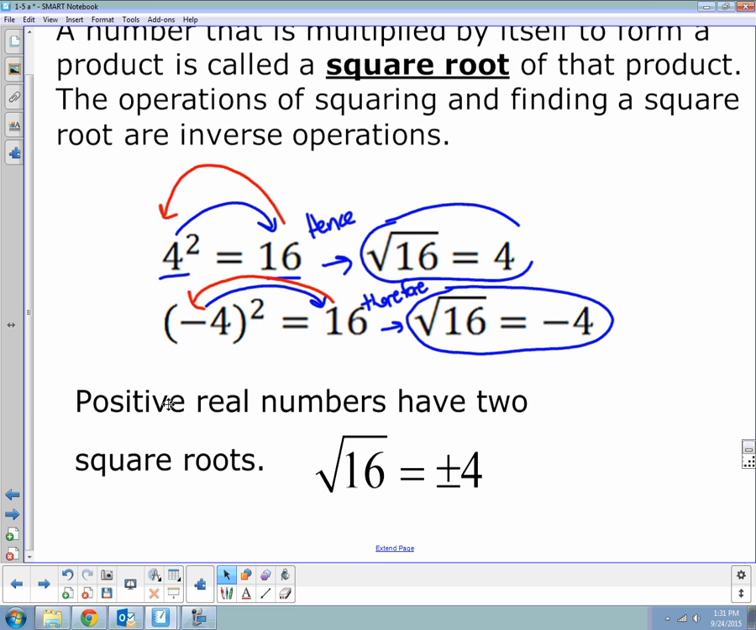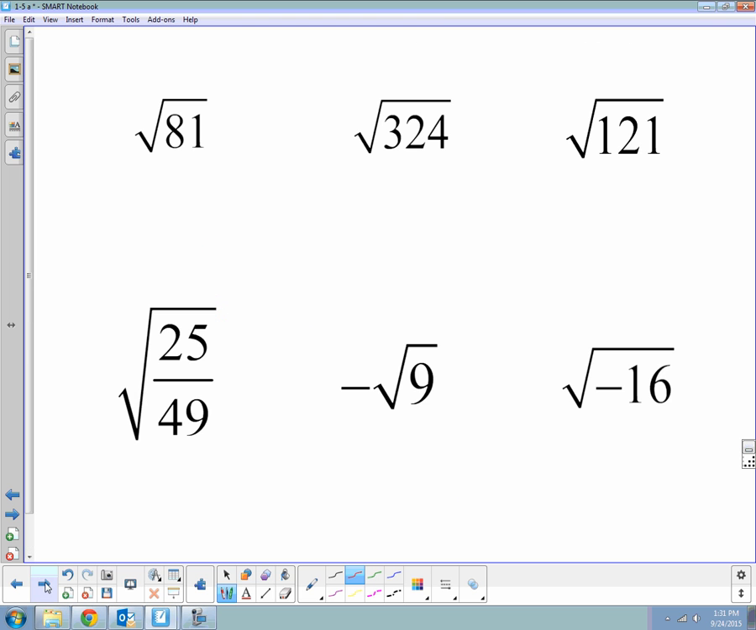Positive numbers have two square roots. The square root of 16 equals plus or minus 4. So write that down. Pause it, write that down. The square root of 16 equals plus or minus 4. So that plus minus sign is a shorthand way of writing both answers at once. Plus or minus 4. We'll see how that's used.